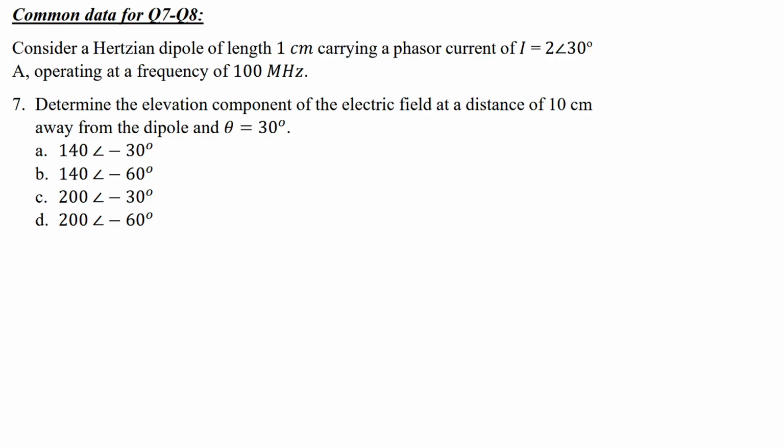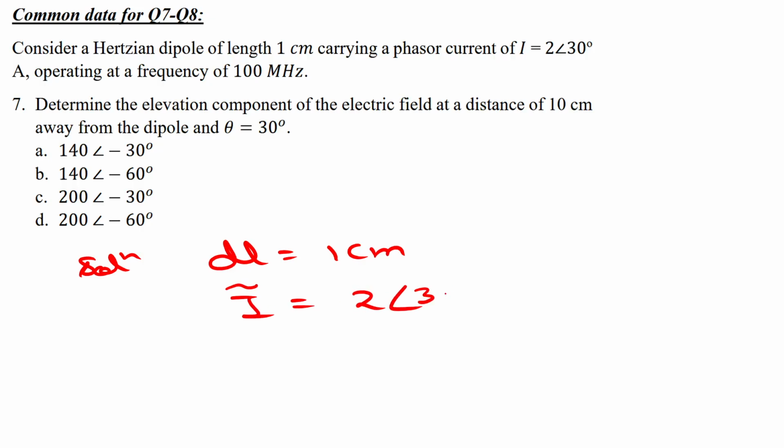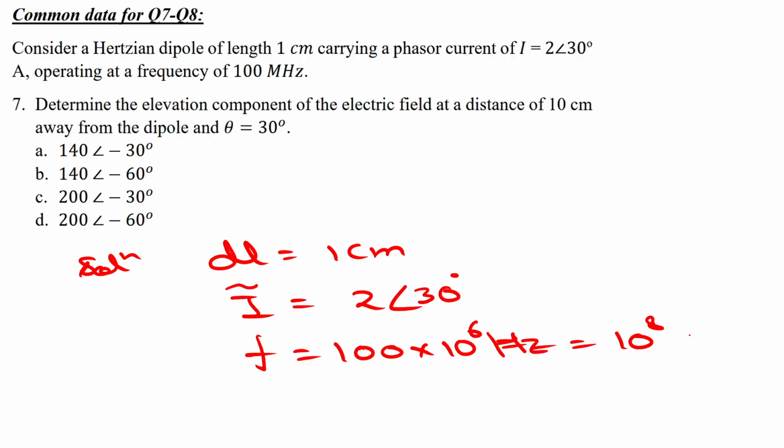Consider a Hertzian dipole, meaning the current element. Length dl is given as 1 centimeter and it's carrying a phasor current I tilde equal to 2 with angle 30 degrees, and it's operating at a frequency of 100 megahertz, or 10 to the power 8 hertz. We have to determine the elevation component of the electric field at a distance of 10 centimeters away from the dipole, and theta is 30 degrees.